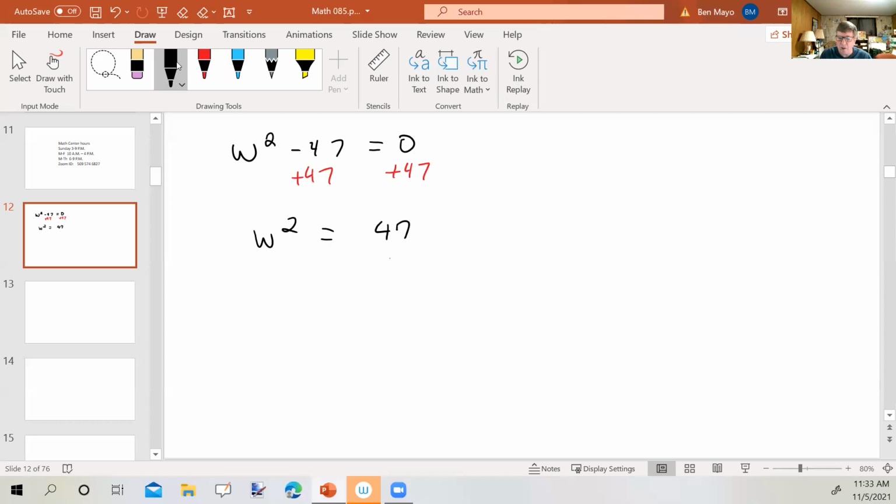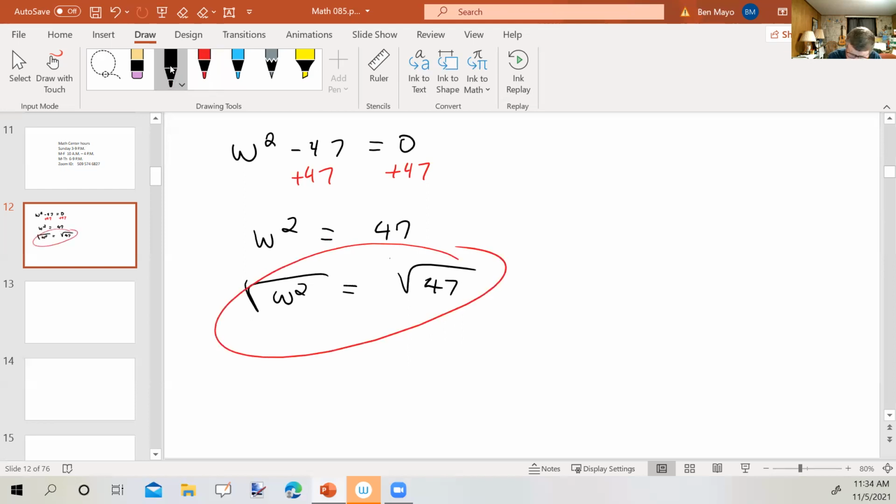Now we're going to use the square root property. Think back to chapter 9, where we had equations containing one or more radicals. Let's say it had the square root of something equals some number and we'd square both sides of the equation. Well, now we're going to take the square root of both sides of the equation. So W squared equals 47. We'll take the square root of both sides. Okay, we're going to come back to this in a minute.